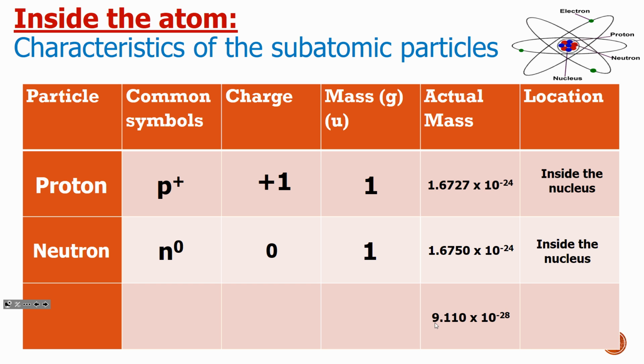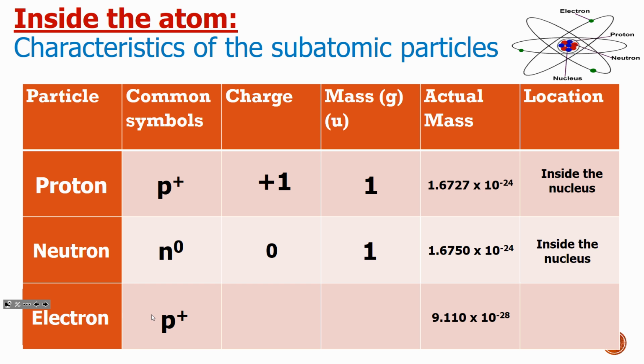Electrons, I like this. If there's a negative experience, you call 911, right? If you have a negative experience. Well, 9.11 times 10 to the negative 28 is what an electron weighs. You'll notice it's 4 places smaller than a proton or a neutron.